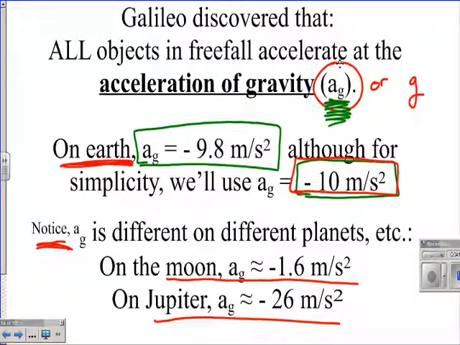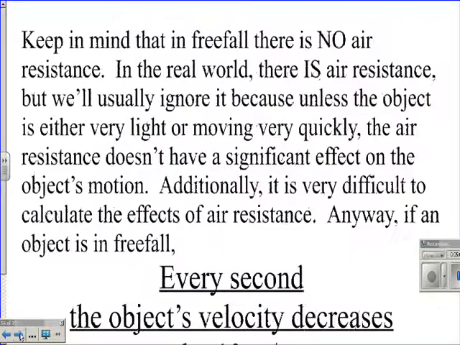Anytime you throw or drop an object, there's your acceleration, negative 10 meters a second squared. Okay, that is hugely important. Anytime you throw or drop a ball, that's the acceleration. Okay. Keep in mind, though, that in order for an object to be in free fall, the only force on it is gravity, right? And so what that means is, technically speaking, for an object to be in free fall, there has to be no air resistance.